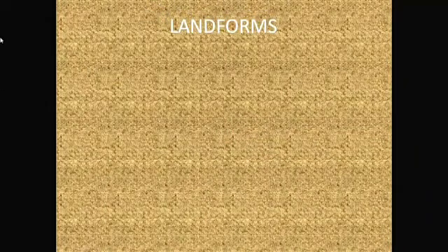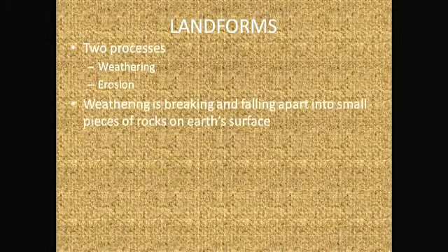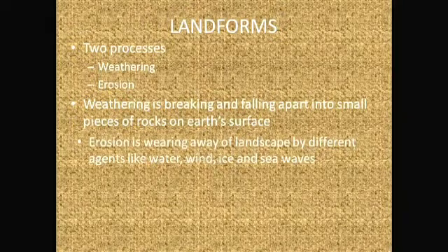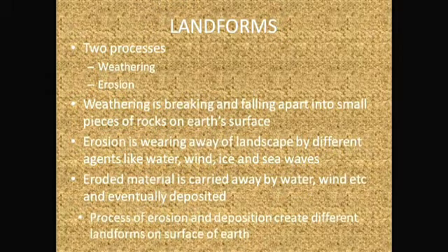Landforms. How landforms are formed? The landscape is being continuously worn away by two processes, that is weathering and erosion. Weathering is breaking and falling apart into small pieces of the rocks on the earth's surface. Erosion is the wearing away of landscape by different agents like water, wind, ice and sea waves. The eroded material is carried away by water, wind, etc. and eventually deposited. The process of erosion and deposition create different landforms on the surface of the earth.